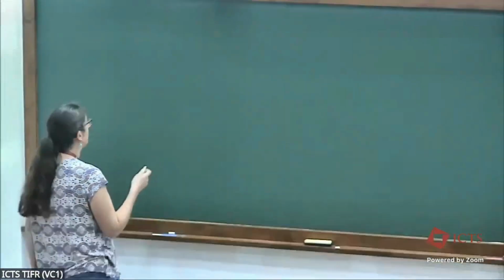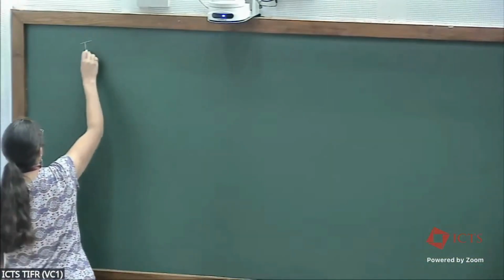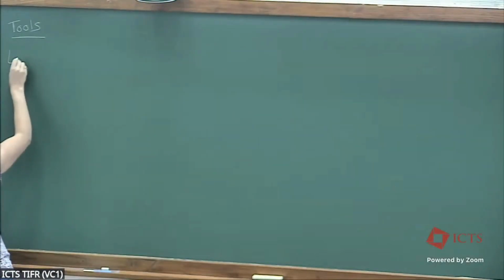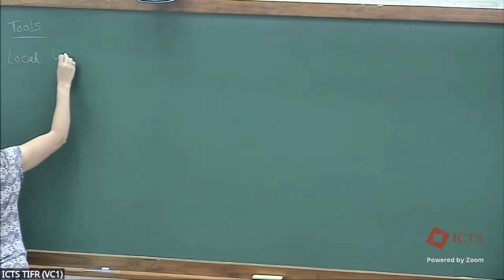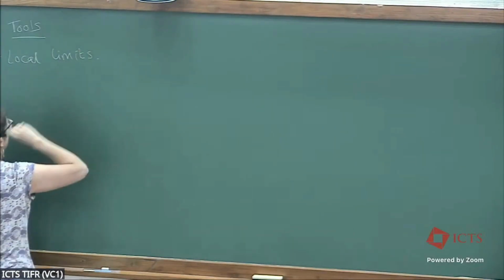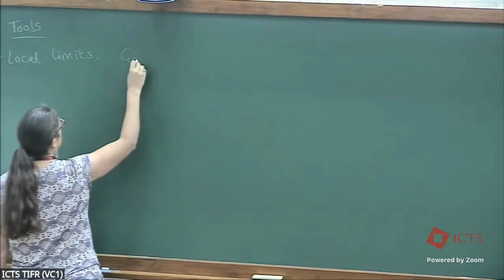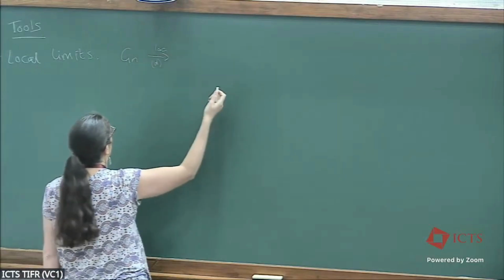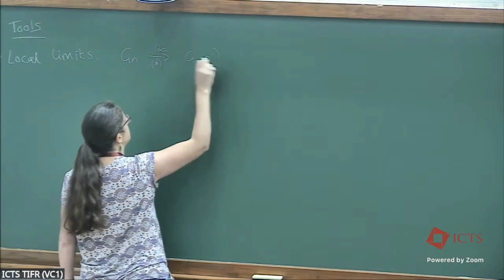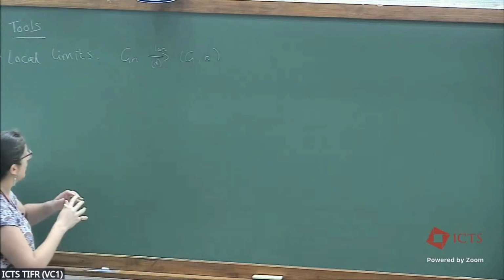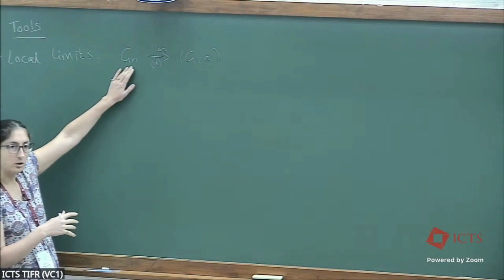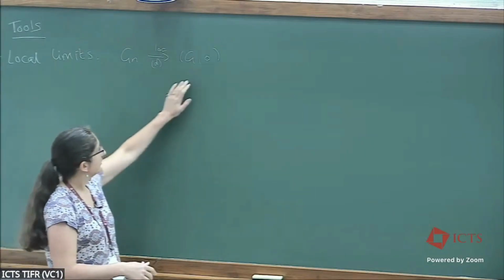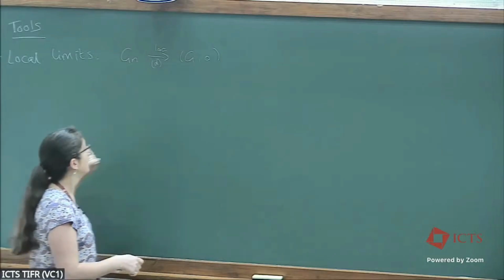Okay, and so I want to talk about local limits. So here are the tools we will use. One is local limits. We say that Gn converges locally in law, or in distribution, towards a rooted graph G when I pick a uniform point in this graph and I look at the ball of a fixed radius around this uniform point, in the limit it looks like the ball of the same radius around a point here. So I will just write that.